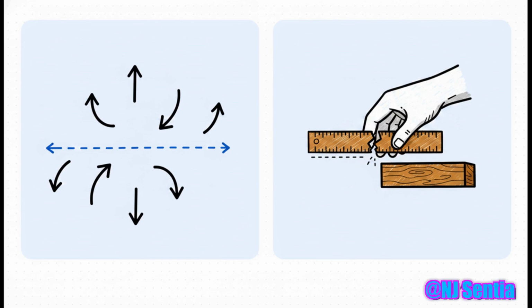First up, we've got random errors. These are your bidirectional fluctuations, basically the noise. Sometimes they push your reading a bit too high, sometimes a bit low. But because they go both ways, you can actually reduce them just by taking a bunch of measurements and averaging them out. Pretty simple. But then we have systematic errors.